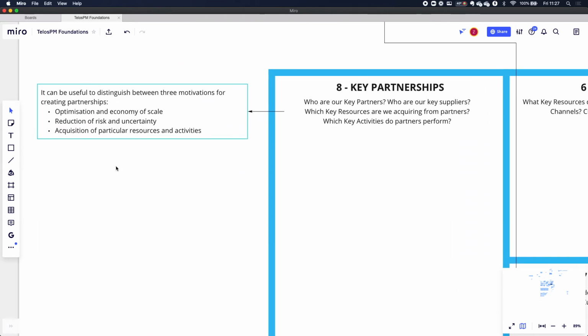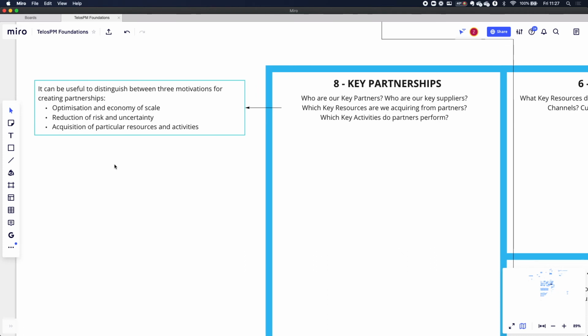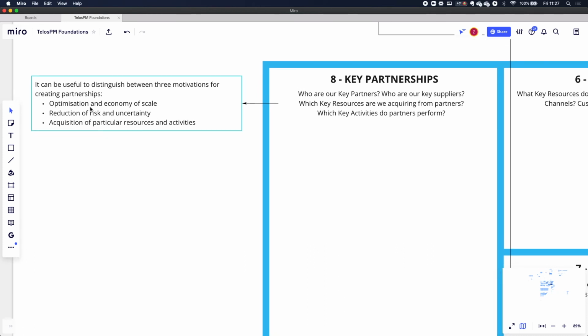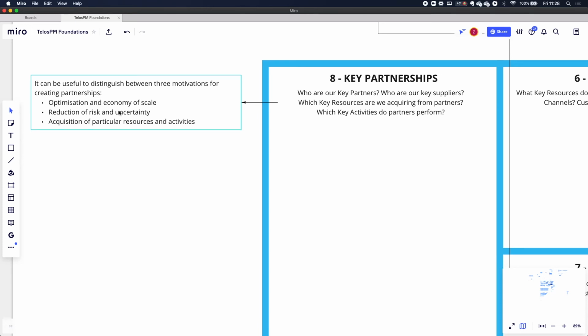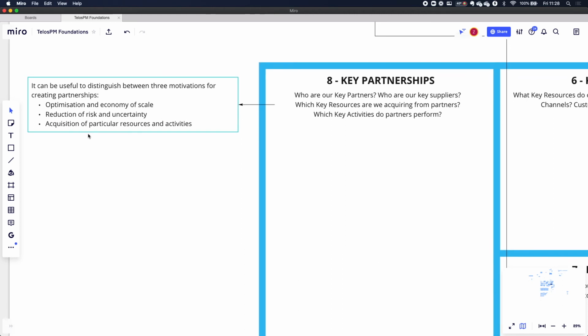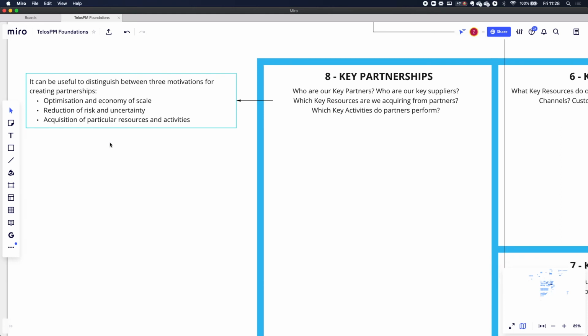So there's also a bit of a prompt to help you with thinking about the usefulness of partnerships, which is the motivations behind them. Optimization and economy of scale is one reason that you might want to have a key partner. You might want to seek partners rather than trying to do it yourself. Reduction of risk: by delegating a particular key component of your business and putting a partner under the pump, you're actually delegating that risk off to them.